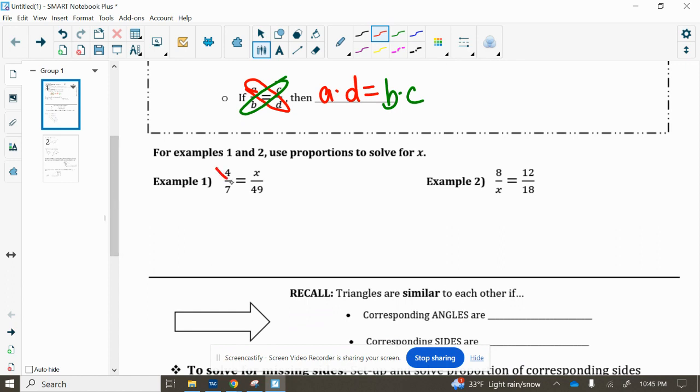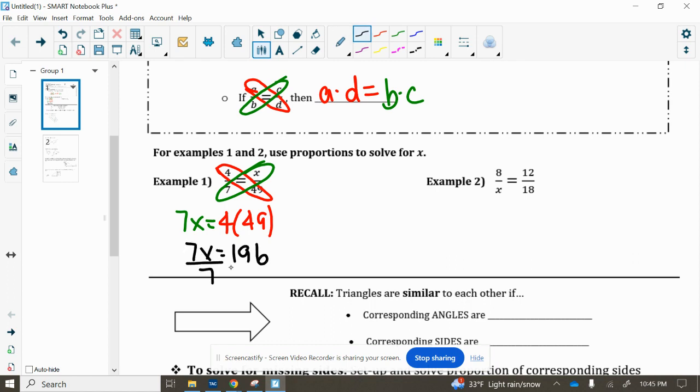So again, in order to start solving, we want to multiply 4 times 49 and set it equal to 7 times x. So 7 times x equals 4 times 49. Well, 4 times 49 is 196, and then divide both sides by 7. X ends up being 28 on that first example. Try the second example on your own. Solve for x using cross multiplication.